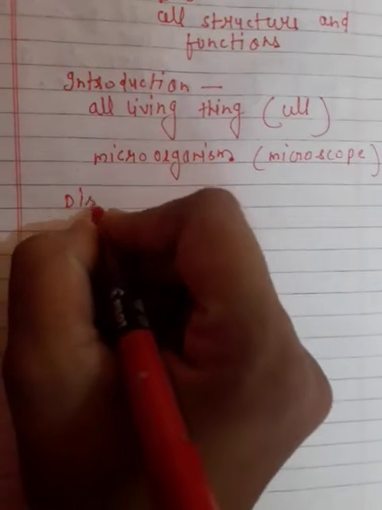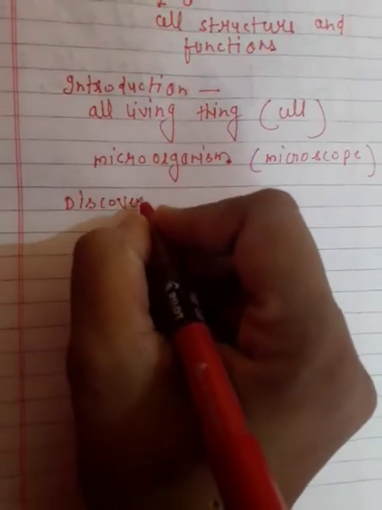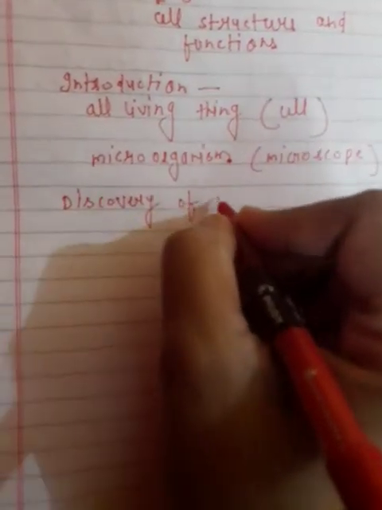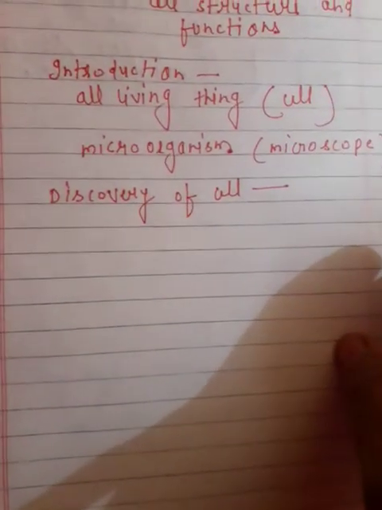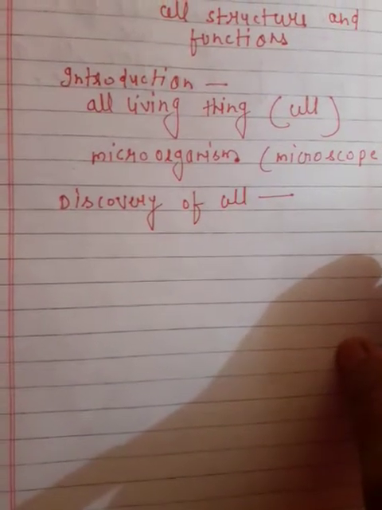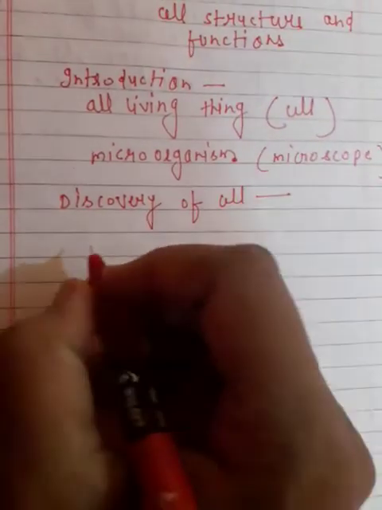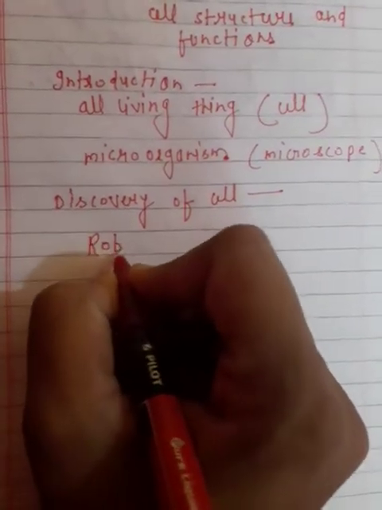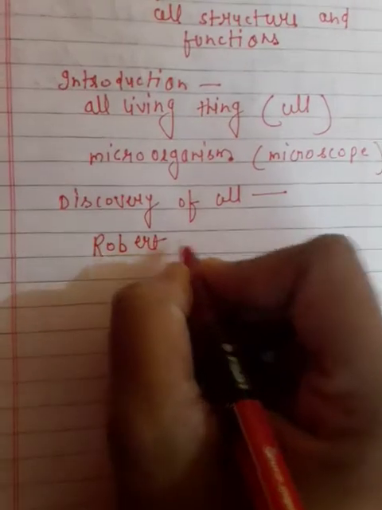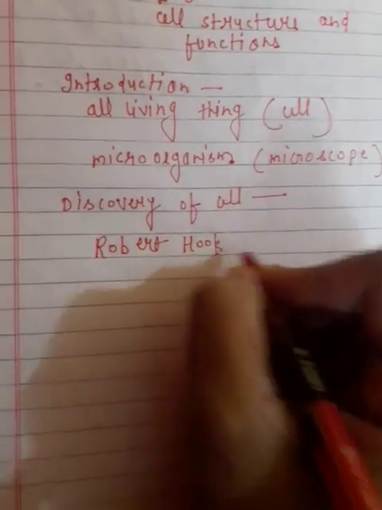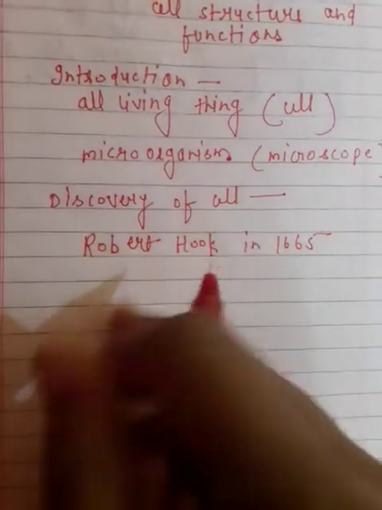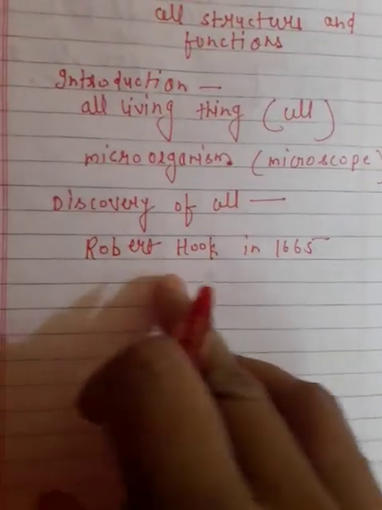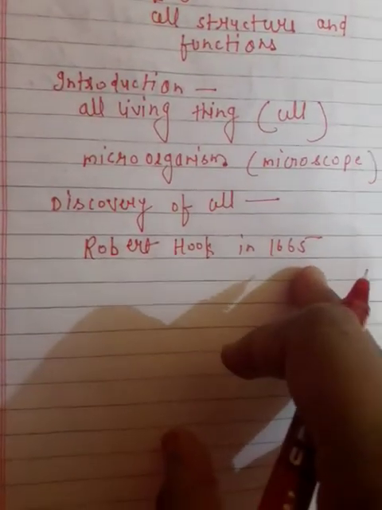And the microscope is used to study microorganisms as well as the internal structure of living things. Now, the question arises here: discovery of the cell. Who discovered the cell? The cell was discovered by an English scientist, Robert Hooke, in 1665.